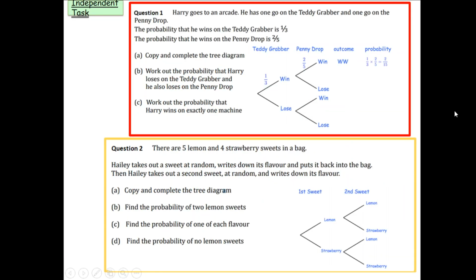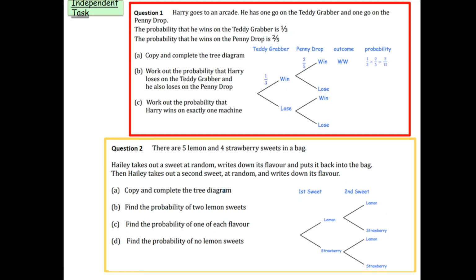Okay, if you are in set 3, please have a go at doing the red section. Remember, each tree needs to add up to 1. So this is one tree here. So this one tree has to have a total of 1. This tree has to have a total of 1. This tree has to have a total of 1. If it does not, you're doing the question wrong.